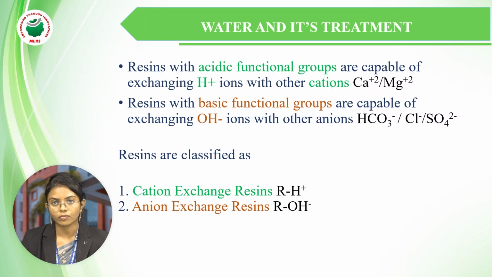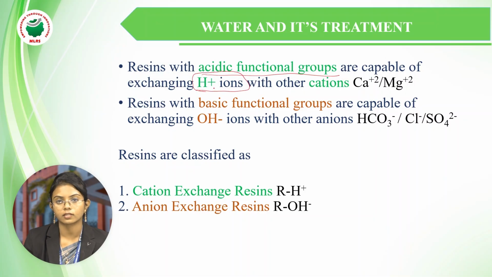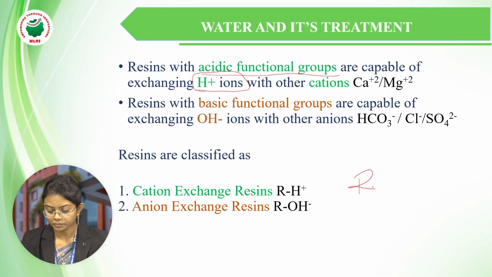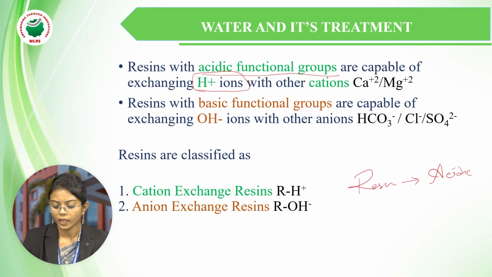Two types of resins we have. One is acidic and the other one is basic. The first resin is with an acidic functional group. Resins with acidic functional groups are capable of exchanging the H plus ions. So the resin with the acidic functional group will be capable of exchanging which ions? H plus ions with the other cations. Now the resins with basic functional group will be capable of exchanging the OH minus ions.